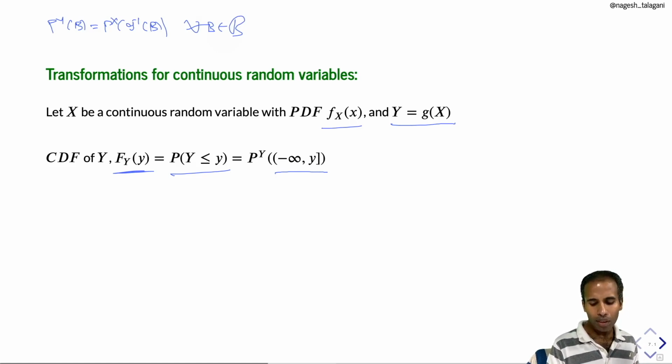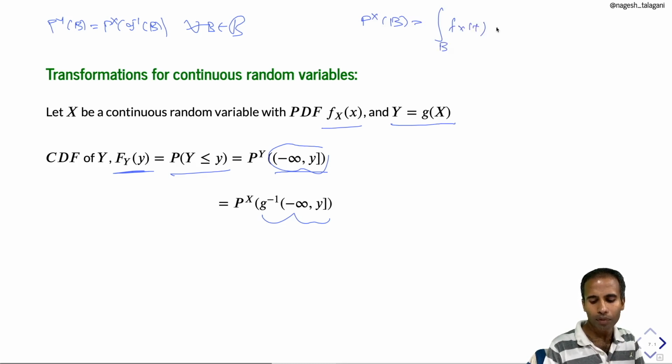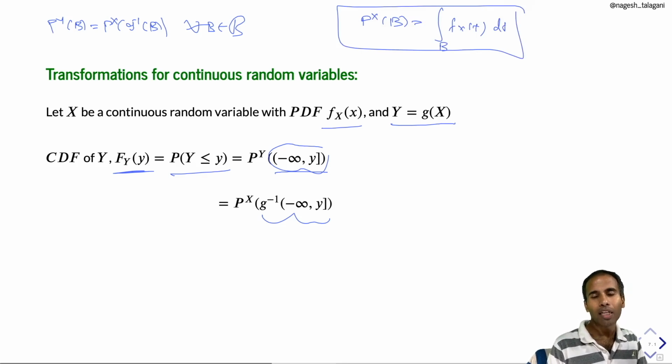So in particular, for this B also it should be what? P_X of g inverse of the interval minus infinity to closed y. And we can get the probability of any Borel set under P_X once we have access to the PDF of X. That is, P_X(B) for any Borel set is simply the integral of the PDF over that Borel set. This is how we can get the probability of any Borel set under P_X using the PDF of X, simply integrating the PDF over the Borel set B.